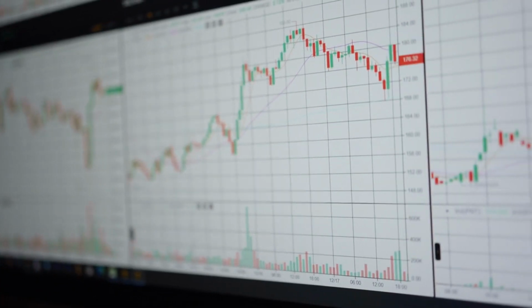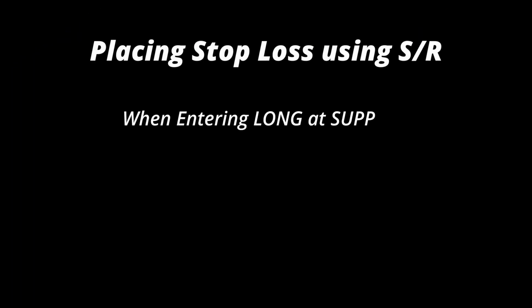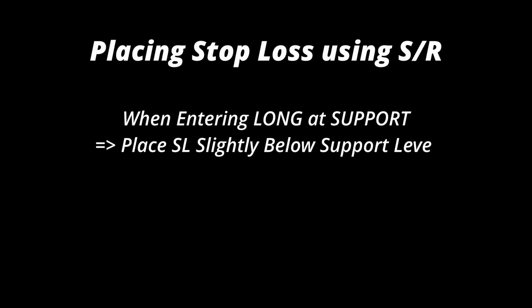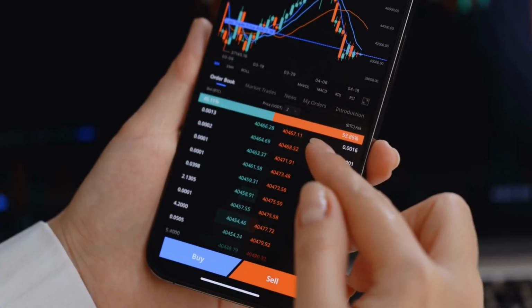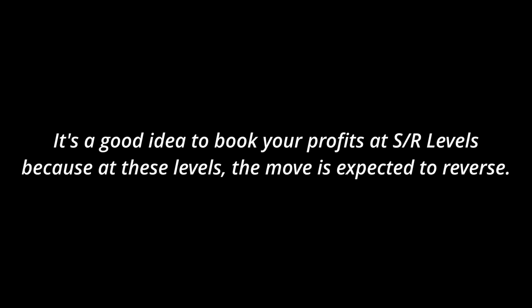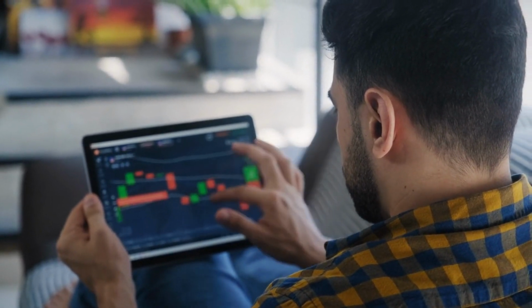Stop loss and take profit. Support and resistance levels can help traders determine where to place stop loss orders to protect their capital. For example, if entering a long position at a support level, placing a stop loss slightly below that level can help minimize losses if the support fails. Take profit levels can also be set near upcoming resistance zones for profitable exits. It's a good idea to book your profits at support or resistance levels because at these levels the move is expected to reverse.